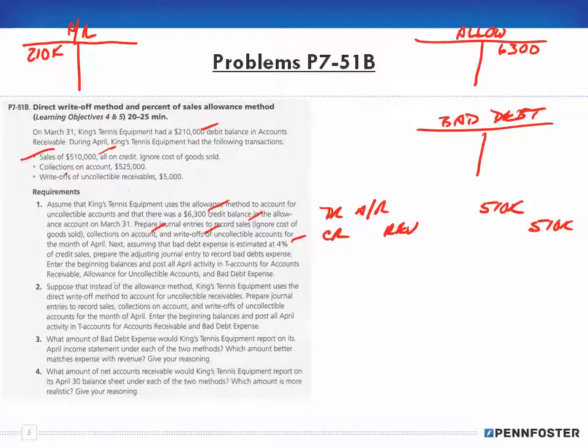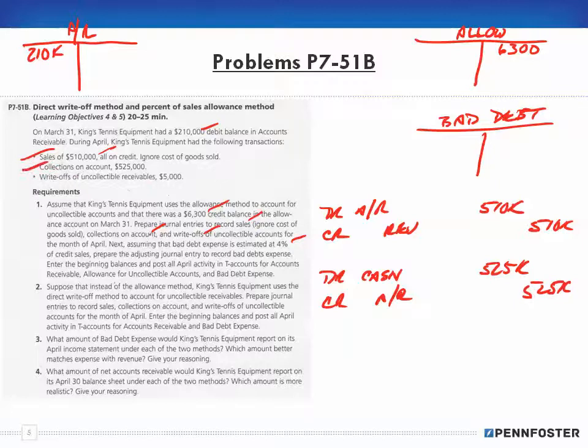Okay, now the collections on the account, meaning people paid their accounts receivable. All right, so we debit our cash because we're receiving cash for $525,000, and we're going to credit the accounts receivable for $525,000.